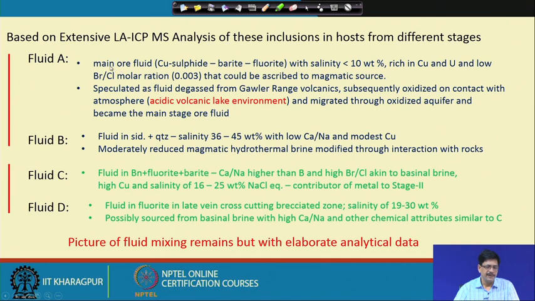So now, if we see here, fluid A and B could essentially be clubbed into one category of a magmatically derived fluid, and fluid C and D were more akin and can be clubbed together as a fluid which is derived from a basinal source.